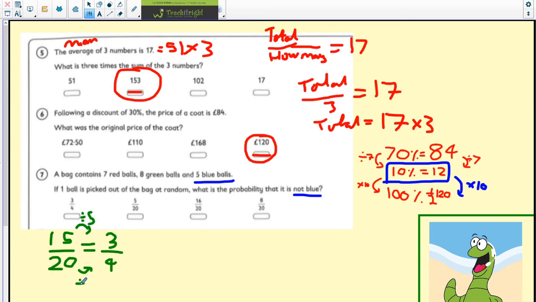We always simplify by finding the highest common factor we can. So 3/4 is your answer. So this one here, that's my answer.